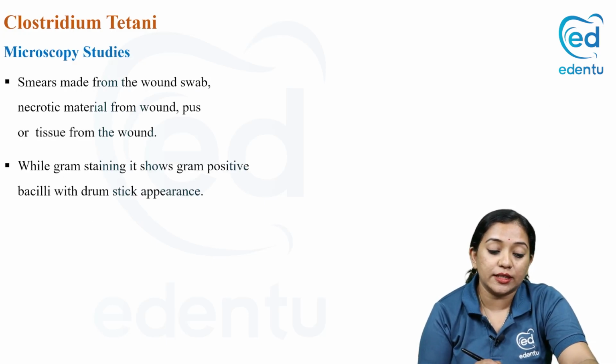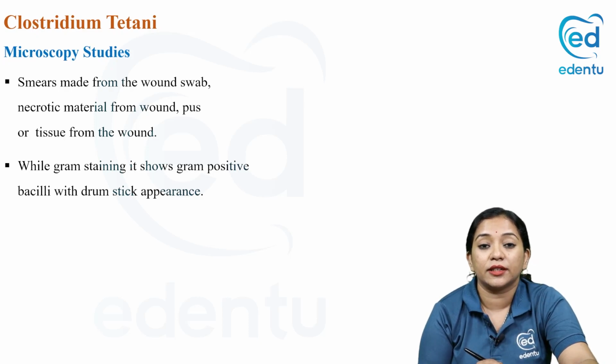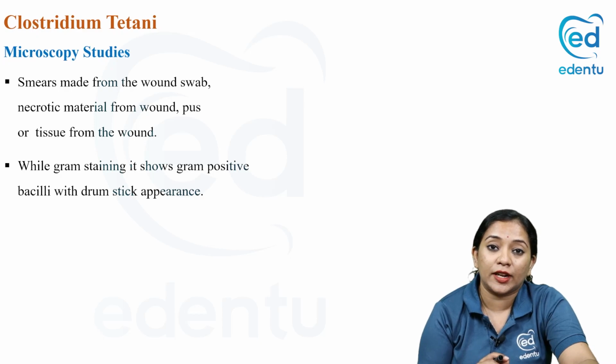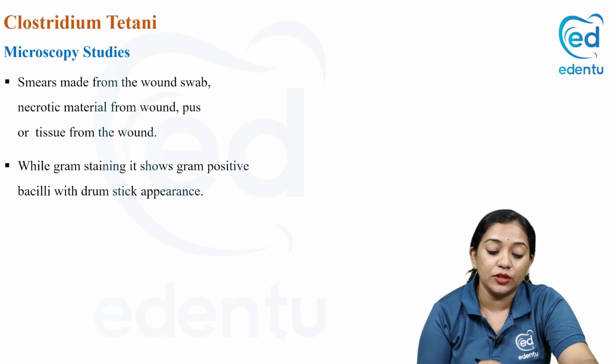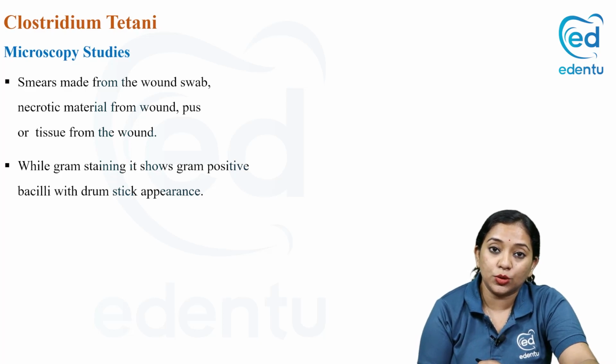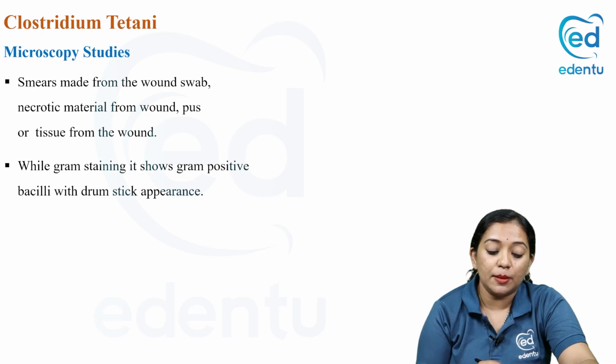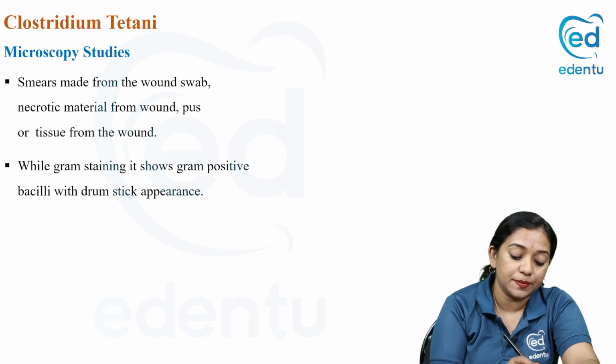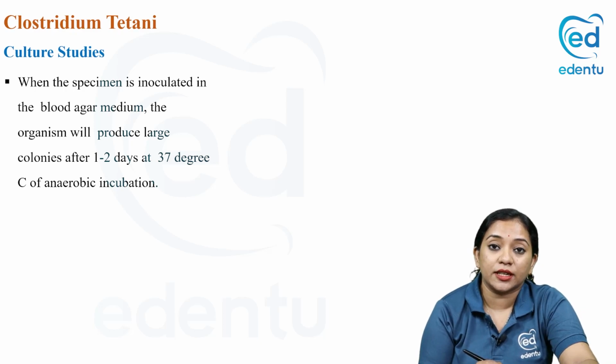The first one, that is the microscopic studies. In that, what we do is we take a smear, that is the cells or the swab from the lacerated area. Sometimes we can also take the pus from the wound area, and we do the gram staining. While gram staining, it will show gram positive bacilli, and it will have a shape of a drumstick as well. Coming to the second one, that is the culture studies.